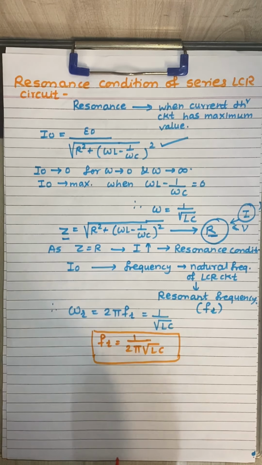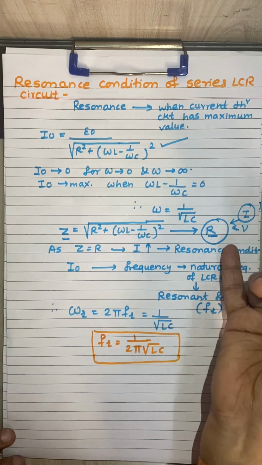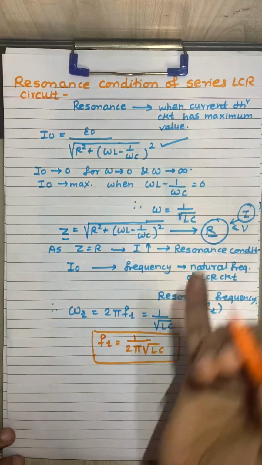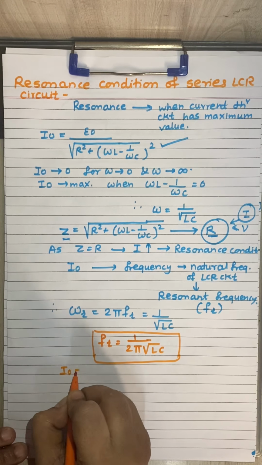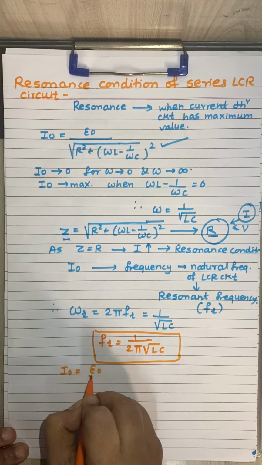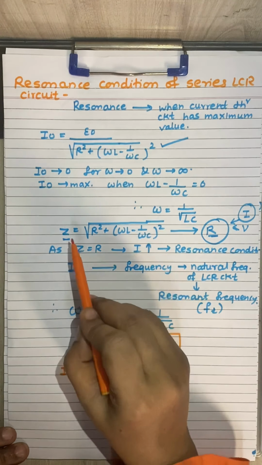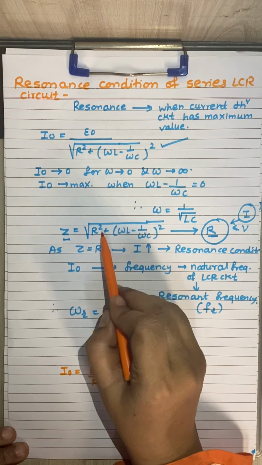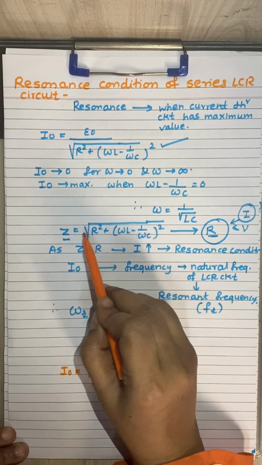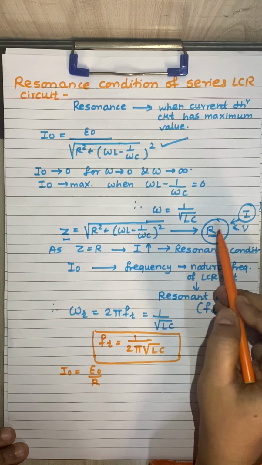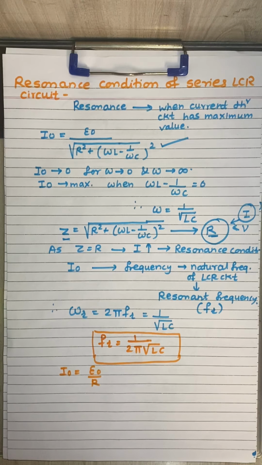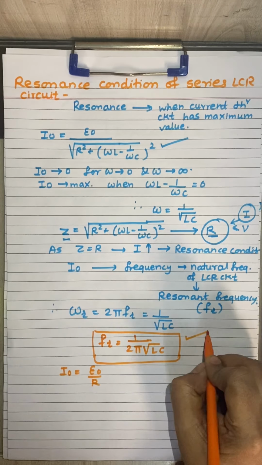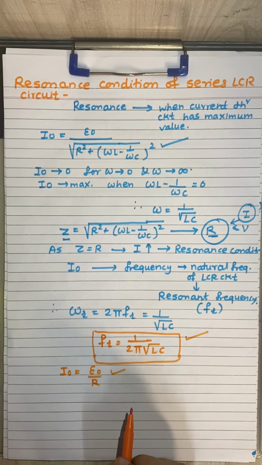As we have said, it is a purely resistive circuit, and therefore the current amplitude can be found from E naught by R, because Z is now reduced to the value R, since this factor is 0. So I naught becomes E naught by R. This case is considered the resonating condition or the resonating frequency of the series LCR circuit.